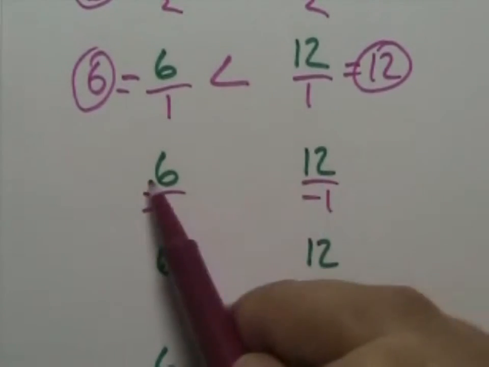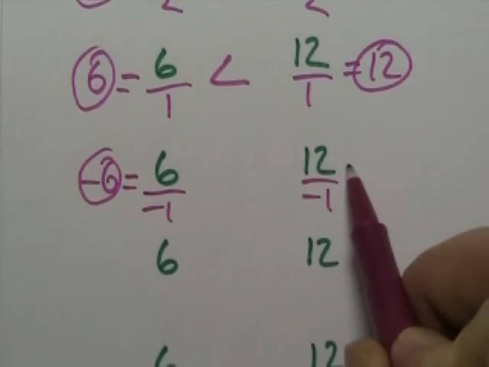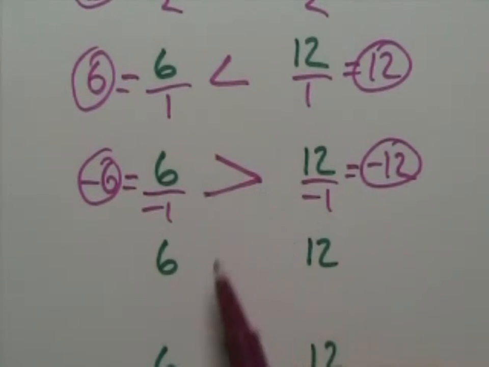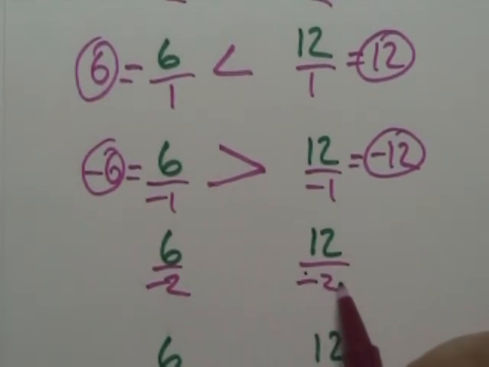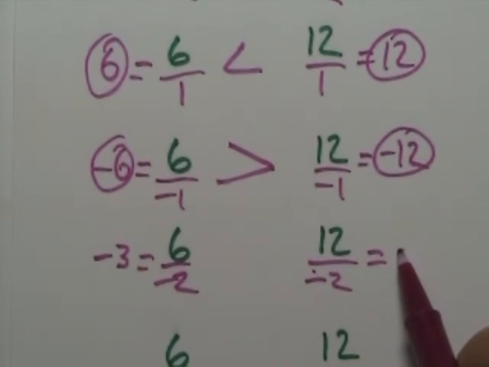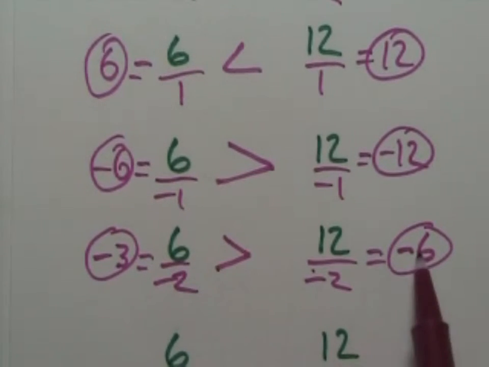Now let's divide both sides by negative 1. If I do that, this is going to be negative 6, and over here, this is going to be negative 12. Now, negative 6 is more than negative 12, so the arrow goes the other way. Now it's greater than. If I divide by negative 2, this is going to be negative 3, and 12 divided by 2 is 6, so it's going to be negative 6. Negative 3 is more than negative 6.